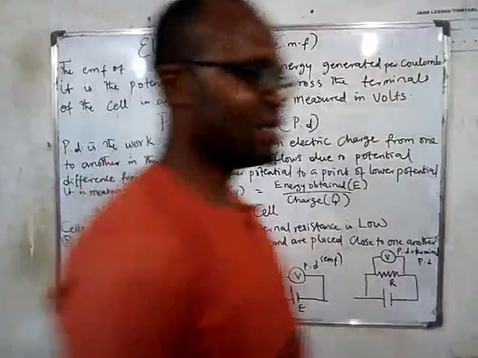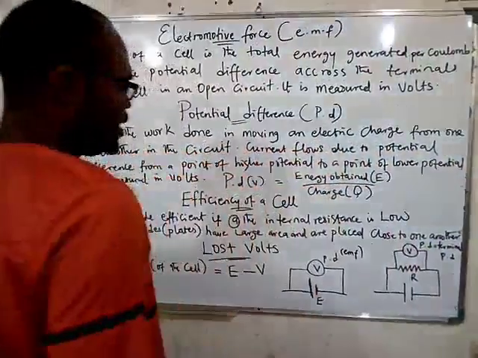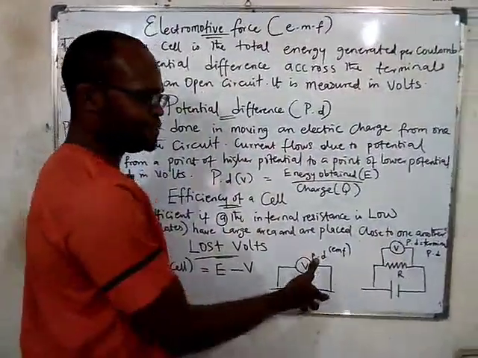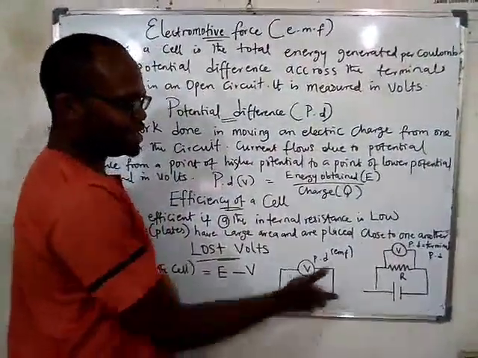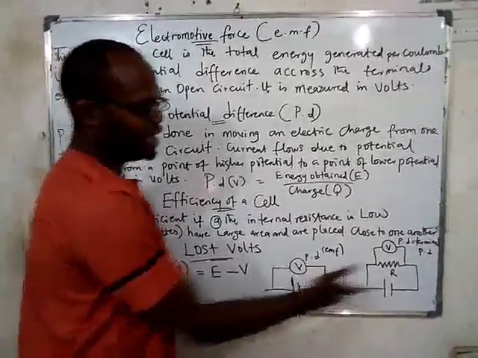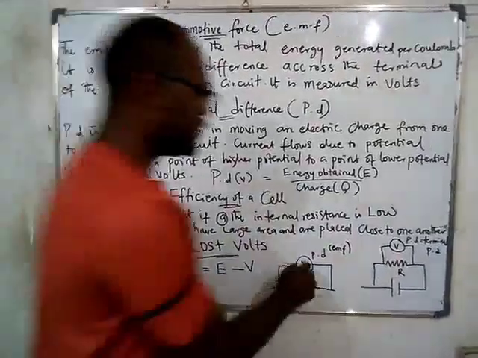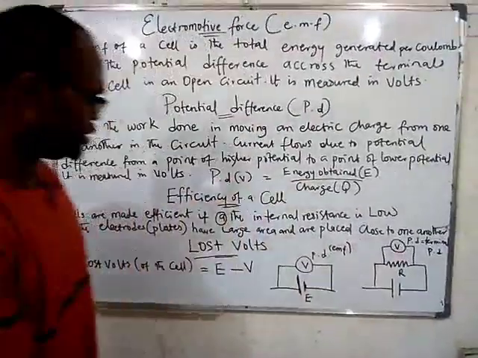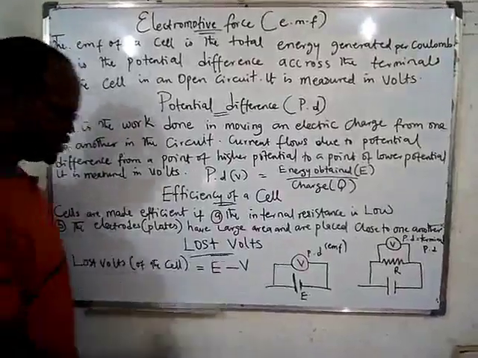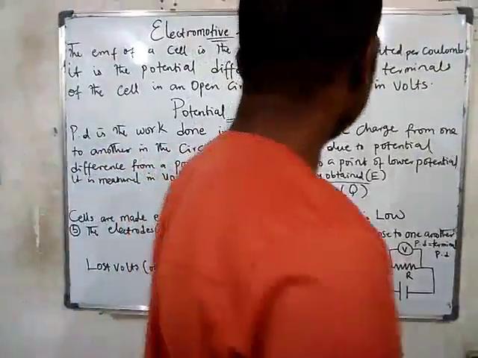So when you are asked to explain the concept of lost volt, you should know that it is simply the voltage difference between the circuit that is made up of only the cell and the one that has a resistor connected to it. So the difference in the voltages that are measured gives you the lost volts of the cell. That is where we are going to stop for today.